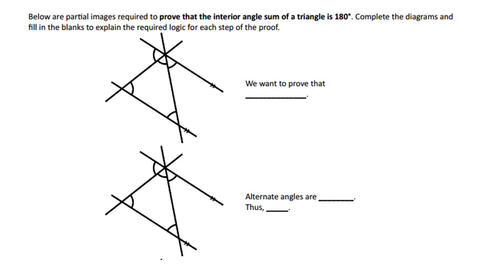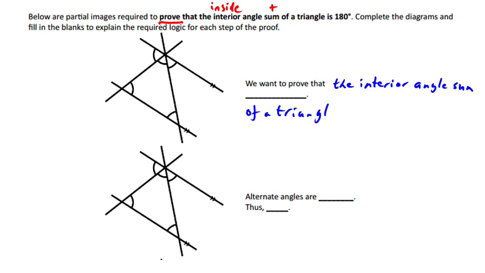Okay, so we're talking about proofs, and we know we're talking about proofs because it says prove that the interior angle sum of a triangle is 180 degrees. Interior, that means inside, and sum, that means add them all up. Okay, so in the first line of our proof, we want to prove that the interior angle sum of a triangle is 180 degrees.